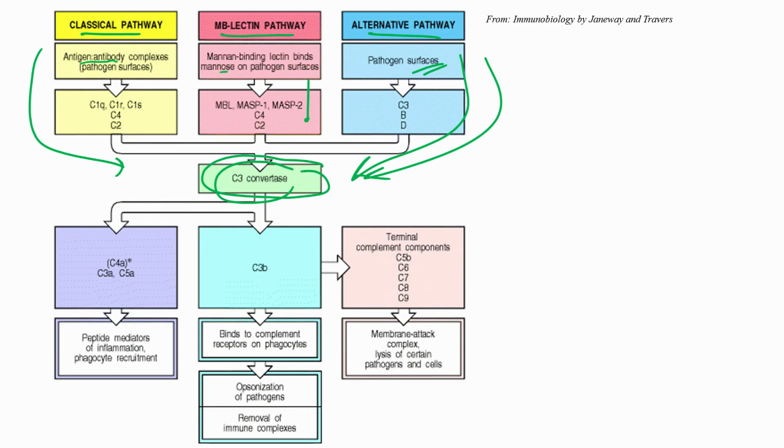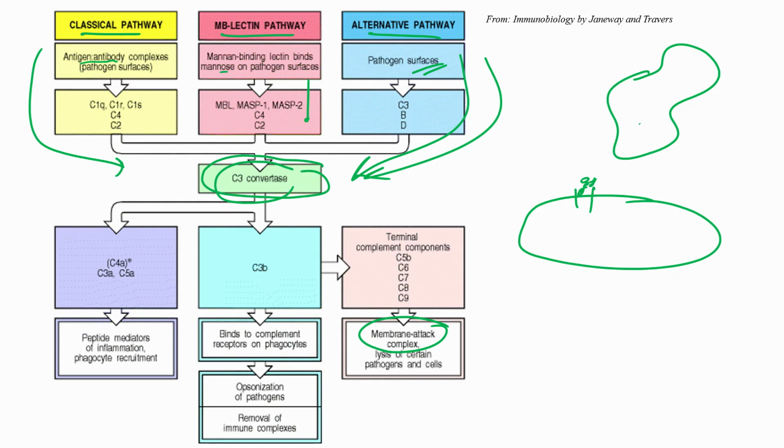Once you get to the C3 convertase, it can then trifurcate into different things. You can have the membrane attack complex. So, let us say this is a bacterial cell, and the complement pathway has identified it. It forms a series of proteins on the surface, more and more proteins are coming in, and eventually it is going to poke a hole into this bacteria, basically killing it.